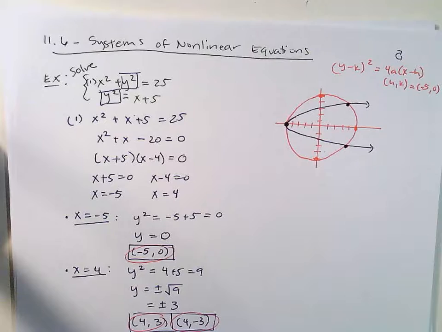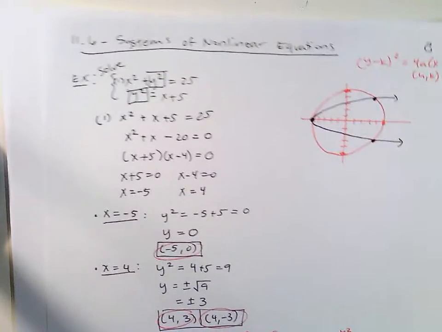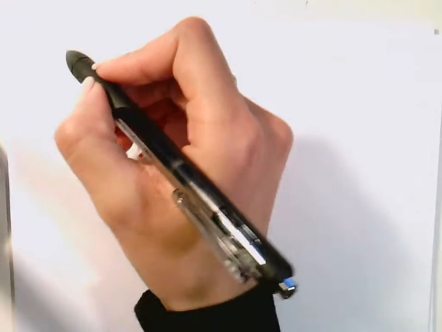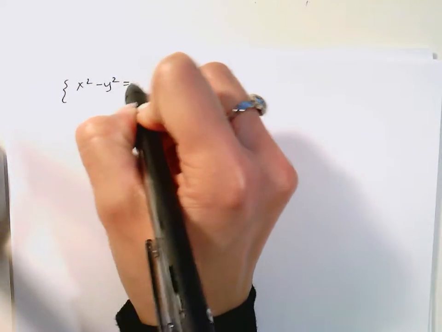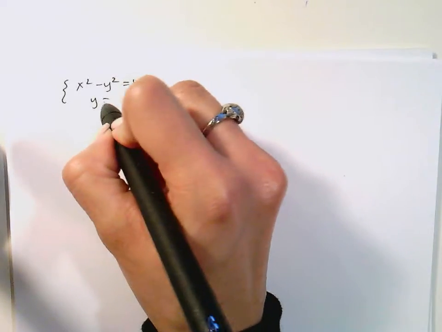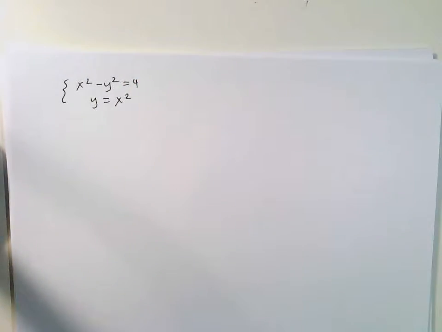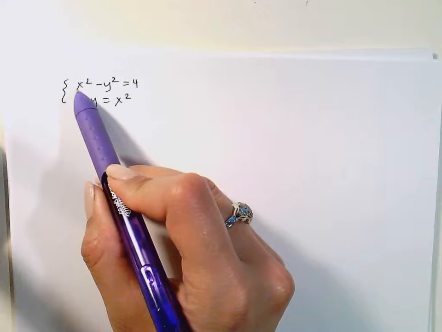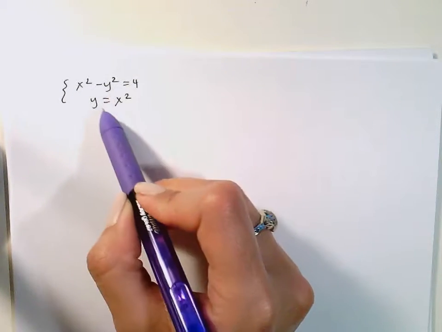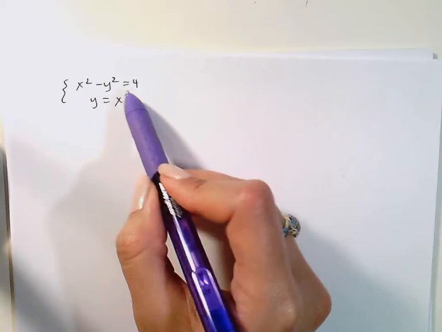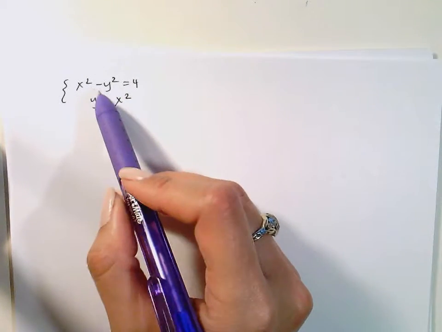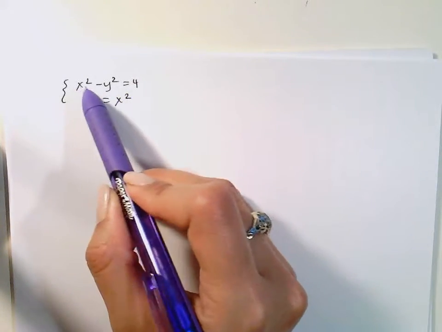Let's go ahead and do another example. On this one, let's solve the system of equations given by x squared minus y squared is equal to 4 and y is equal to x squared. This first one is a hyperbola and the second one is a parabola.